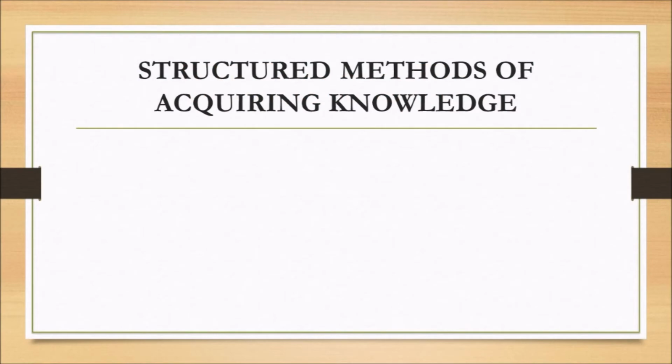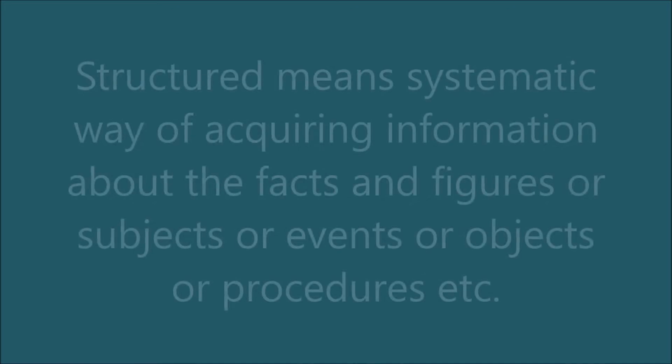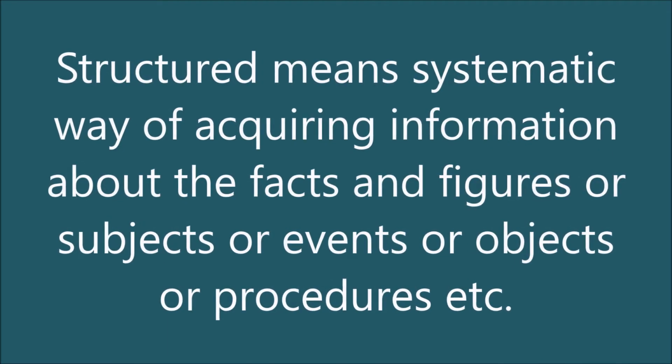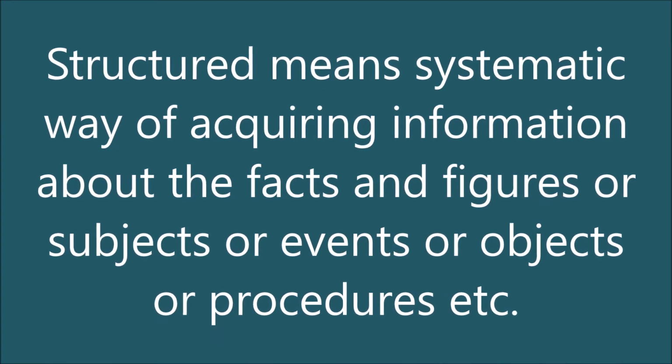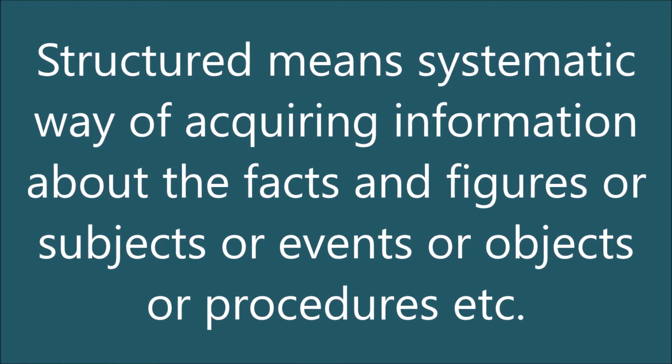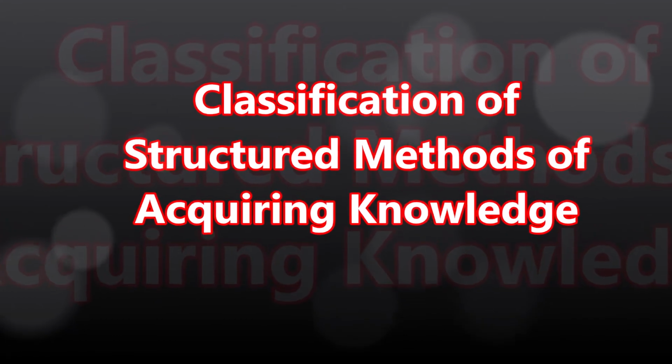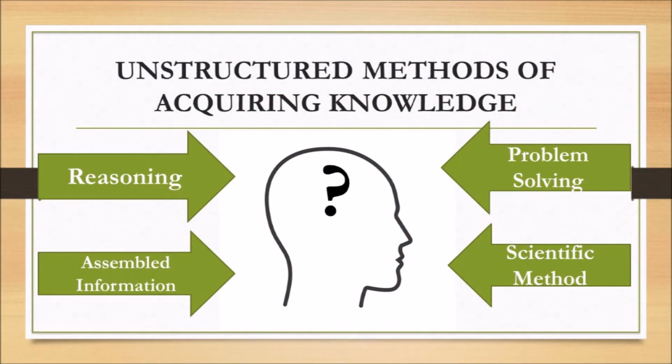Let's begin with the second part of acquiring knowledge, that is structured methods of acquiring knowledge. The name itself suggests that structured means a systematic way of acquiring information about facts and figures or subjects or events or objects or procedures, etc. That is knowledge. Structured methods of acquiring knowledge are further classified into the first one, logical reasoning. It includes inductive reasoning and deductive reasoning, assembled information, problem solving, and scientific method.